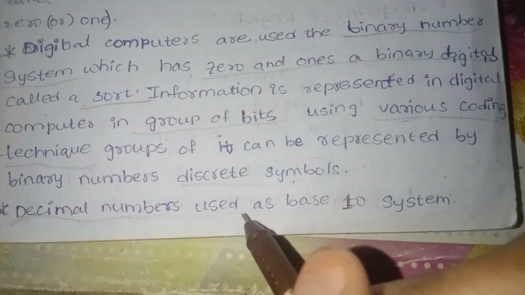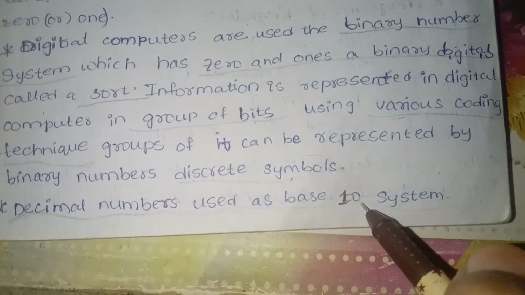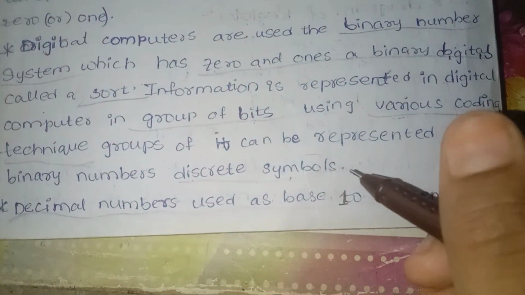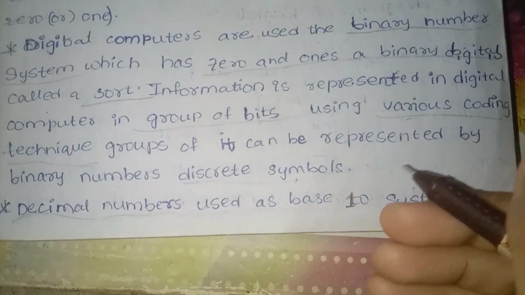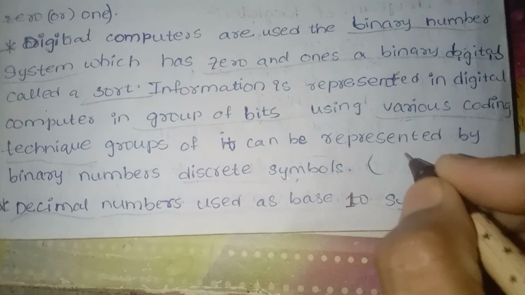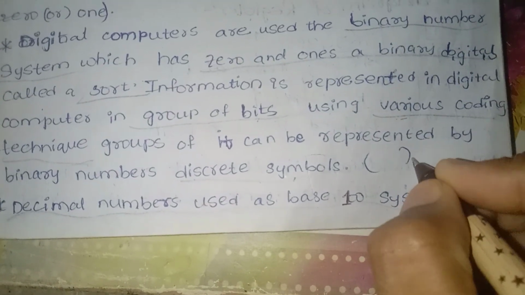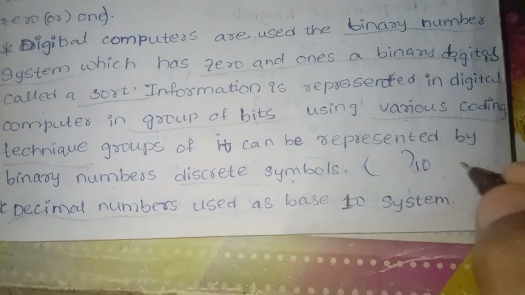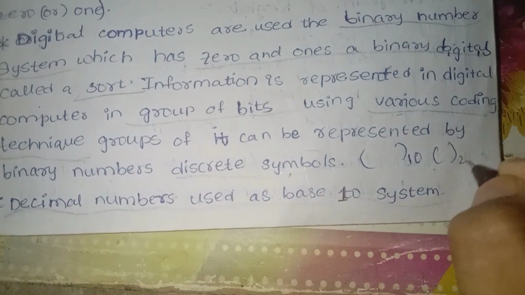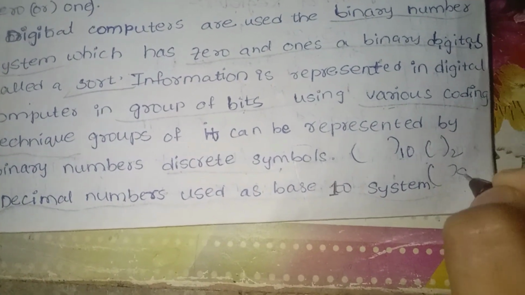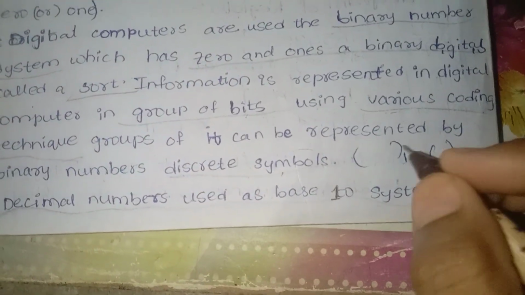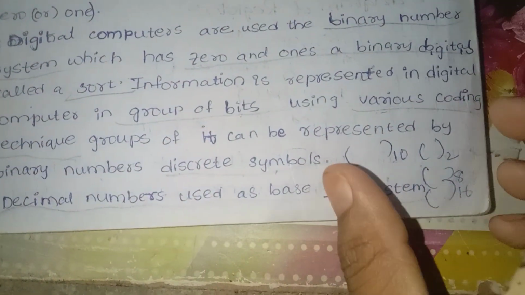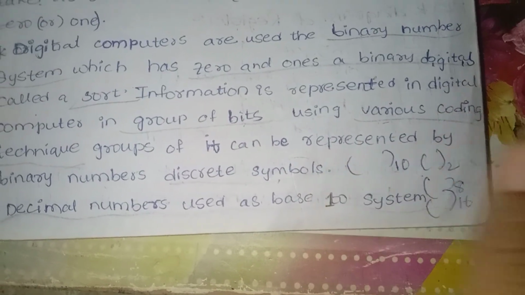Decimal numbers are used as a base 10 system. Decimal means 0 to 9. We will give it with a symbol, base 10, representing the variable base subscript 10 for decimal. For binary, we will take 2. For octal, we will take 8. For decimal, 10. For hexadecimal, we will take 16. These are the number system representation techniques.